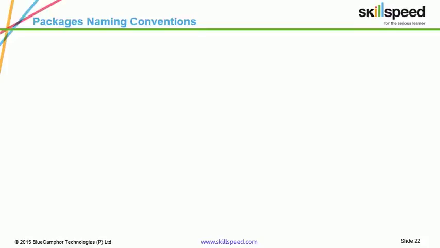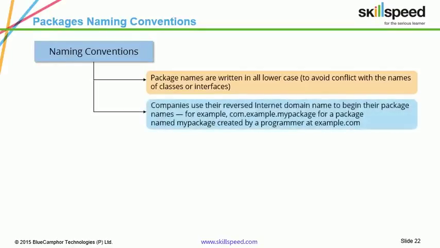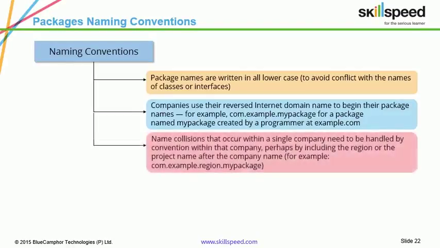There is a convention for naming packages also, like all other identifiers like the variables or the classes or interfaces. Let us look at those conventions. Package names are to be written in all lowercase to avoid conflict with the names of classes or interfaces. Companies usually use their reversed internet domain name to begin their package names. For example, com.example.mypackage for a package named mypackage will be created by a programmer at example.com.